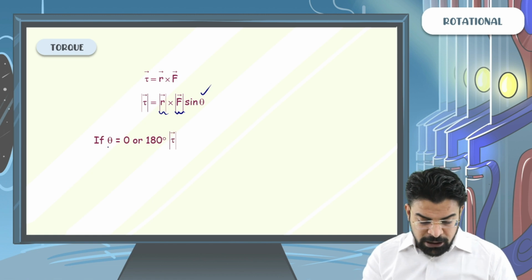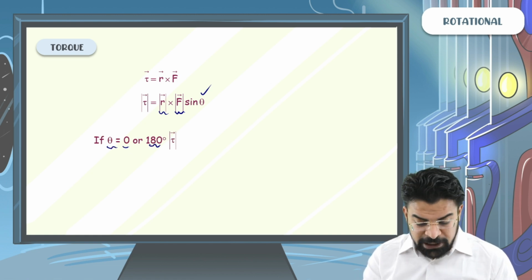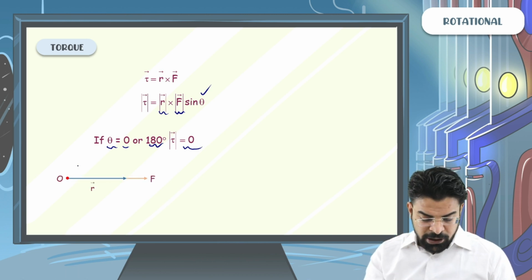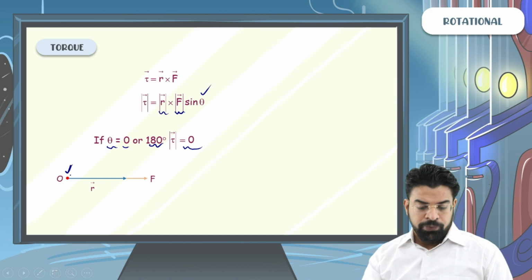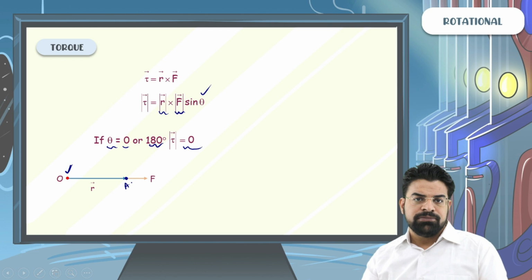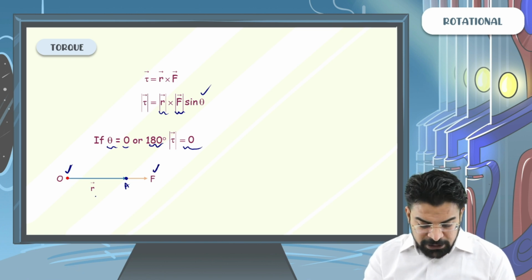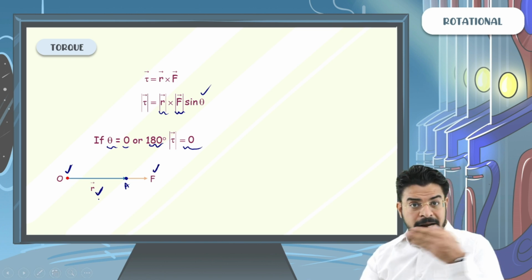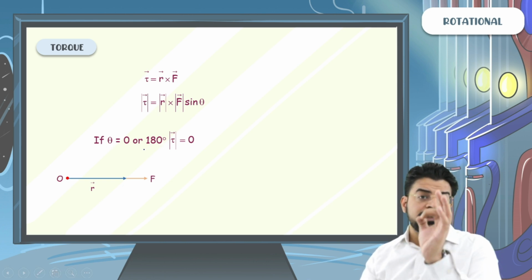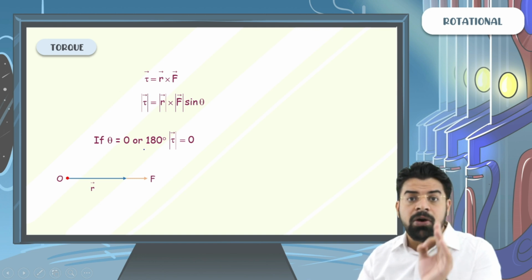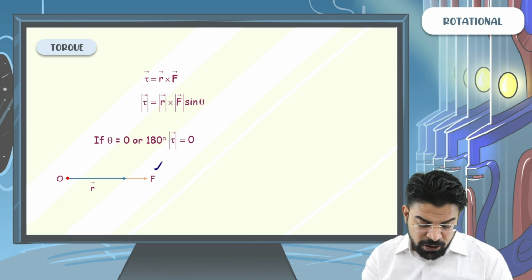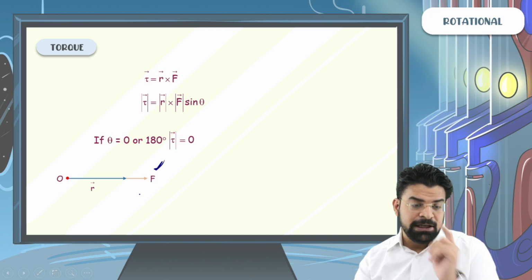So if theta is 0 or 180 degrees, then the magnitude of torque comes out to be 0. Visualize it like this. Let's say there is a point O and another point A, on which a force acts. If the force vector and the position vector are parallel, the angle between them will be 0. If the angle between them is 0, then the torque produced by this particular force has a 0 magnitude.